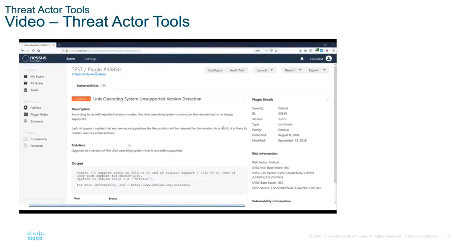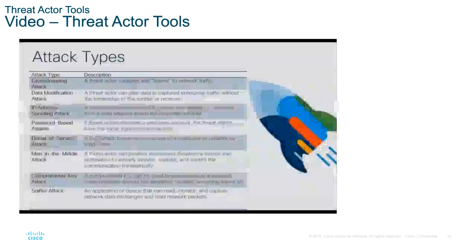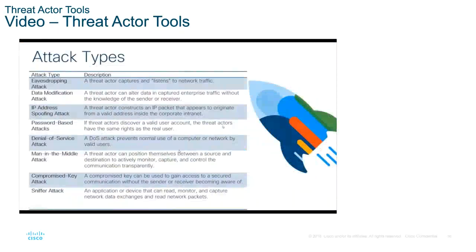Solution is to upgrade to a version of Unix OS that's supported. We'll do that. Moving on. What are these attack types that threat actors will take against it?